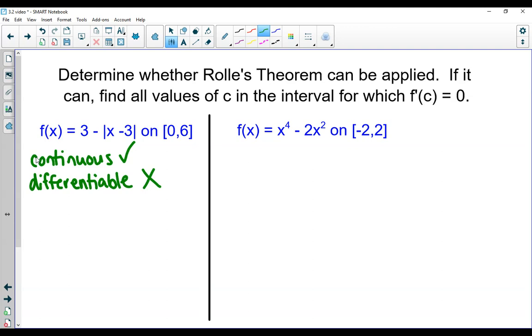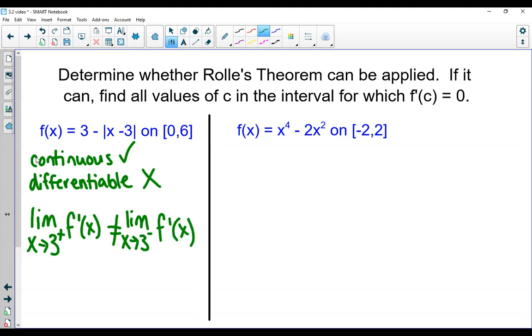So really what we know is that the limit as x approaches 3 from the right of the derivative does not equal the limit as x approaches 3 from the left of the derivative. And because those are not equal, we do not have a differentiable function at x equals 3. Instead, we get that sharp turn, and so Rolle's theorem cannot be applied.